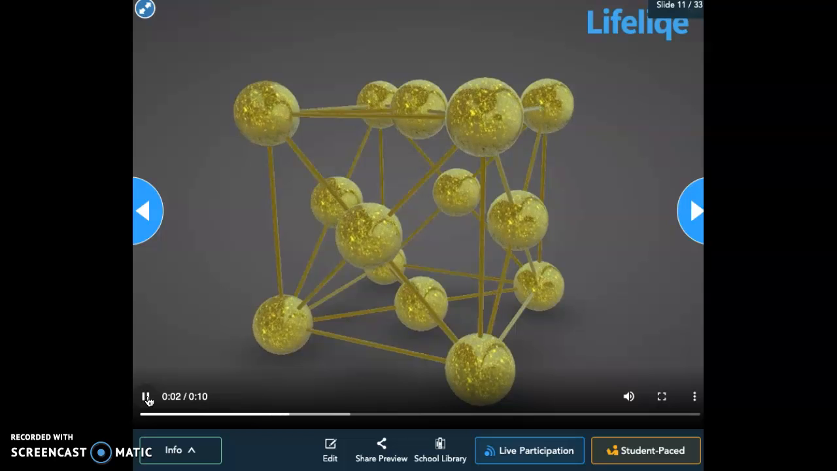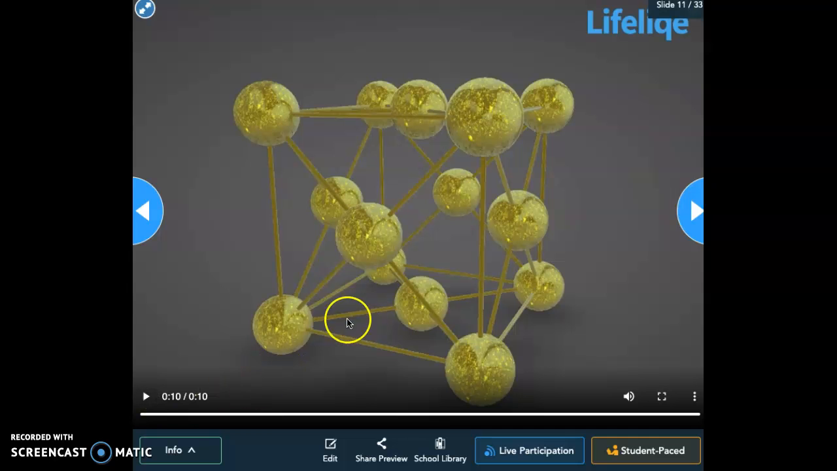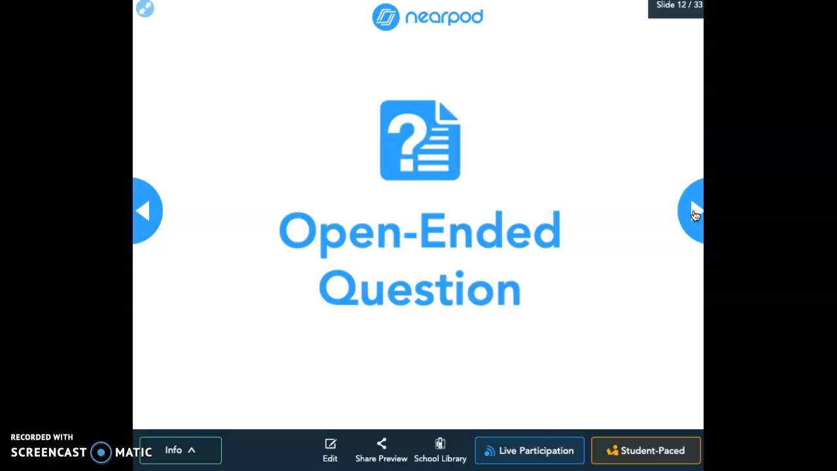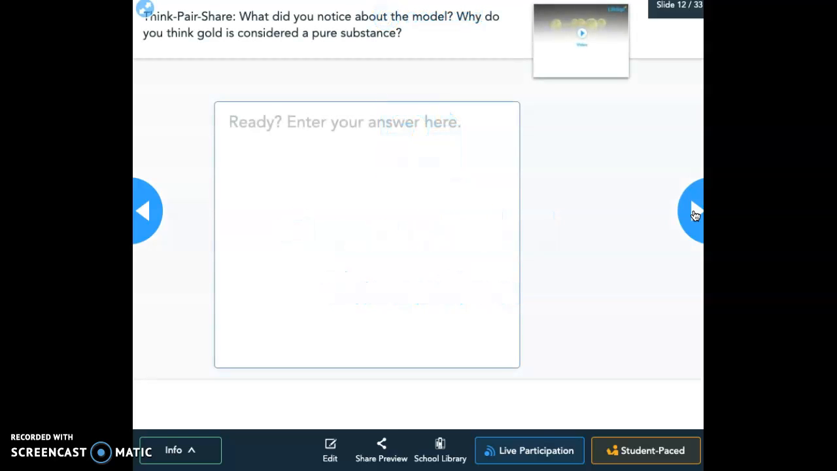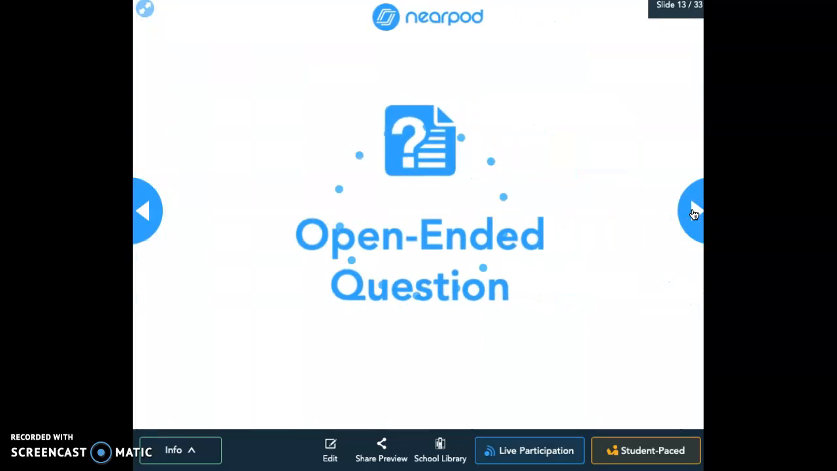Let's take a moment to look at this model of gold. And while you're looking at it, think: what did you notice about this model? Why do you think it would be classified or considered a pure substance? If you need to go back and take a look at it and think a little bit about this question, you may also click on this and it will bring you back to that video. And when you're ready to exit, just hit the X.